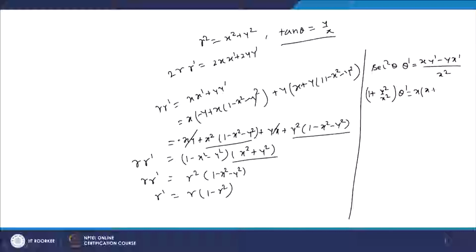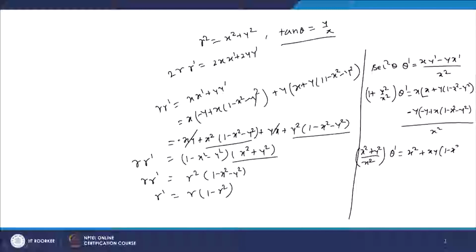So, x plus y into 1 minus x square minus y square, minus y of x dash, that is minus of y plus x into 1 minus x square minus y square, divided by x square. So, if we simplify, it is x square plus y square divided by x square. Theta dash is equal to x square plus x y into 1 minus x square minus y square plus y square minus x y into 1 minus x square minus y square, divided by x square.